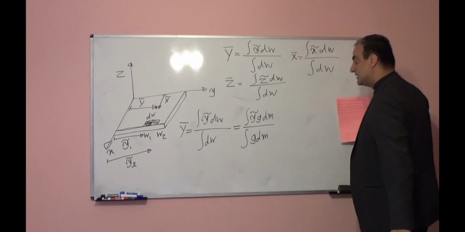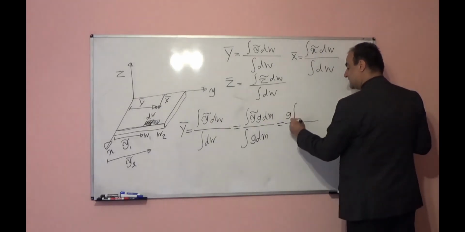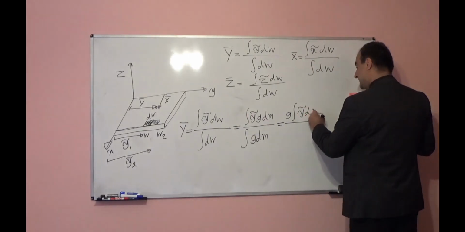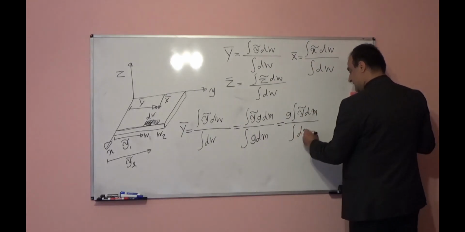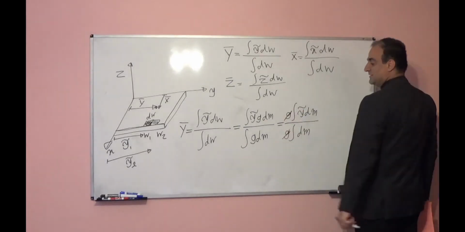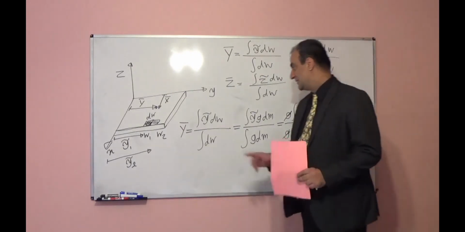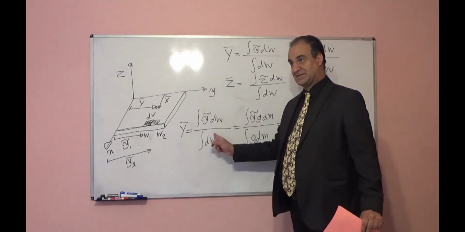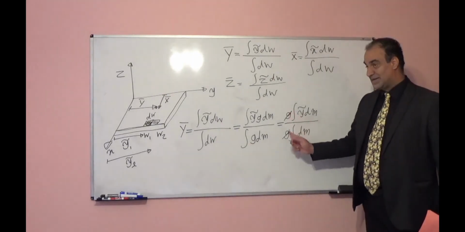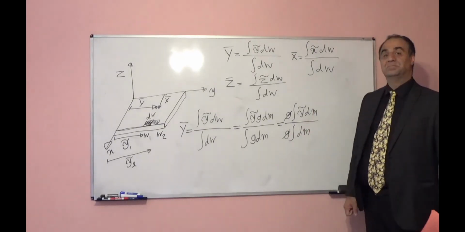Because gravity acceleration is constant, I can pull it out of the integration. This will be gravity times y tilde dm divided by integration of dm times gravity. These two will cancel each other. So you see the center of gravity, if I represent with weight, if the gravity field is uniform, gravity acceleration is uniform, is the same point as center of mass.